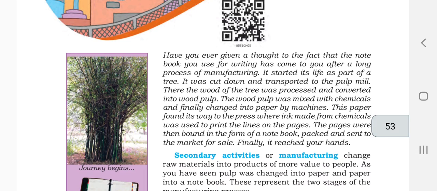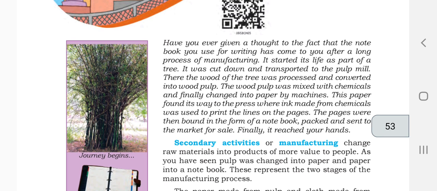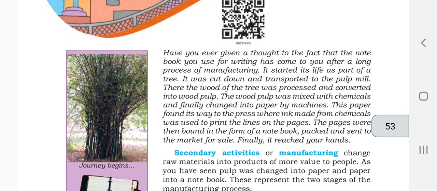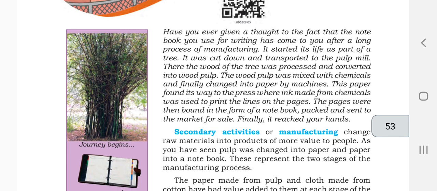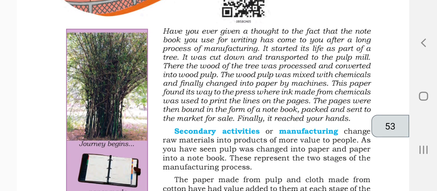Have you ever given a thought to the fact that the notebook we use while writing and reading has come after a long process of manufacturing? It started its life as a part of the tree. Paper or bamboo is the material we use. It was cut down and transported to the pulp mill. There, the wood of the tree was processed and converted into wood pulp. The wood pulp was mixed with chemicals and finally changed into paper by machines.